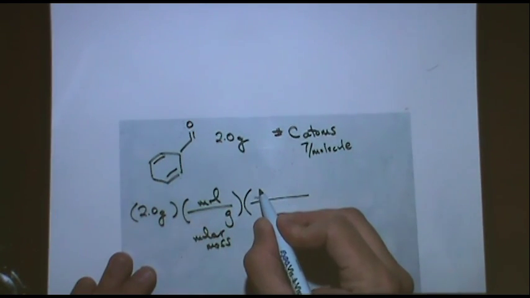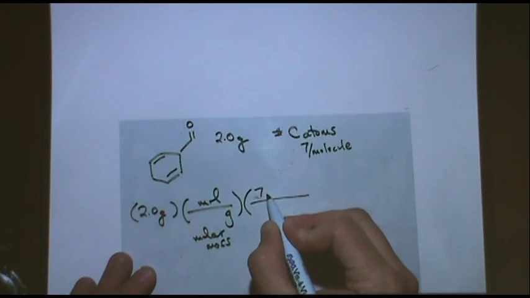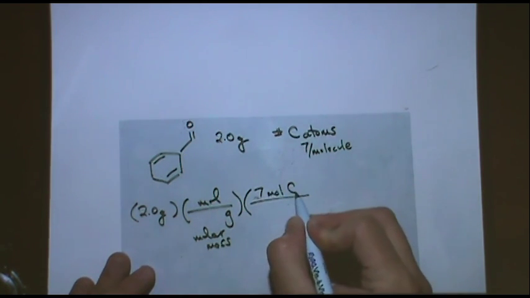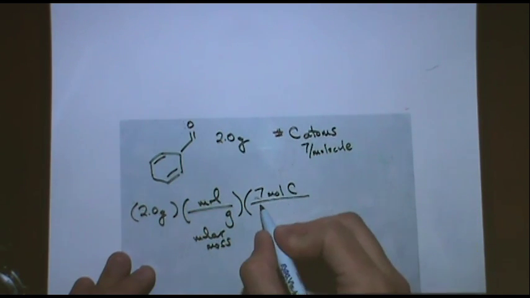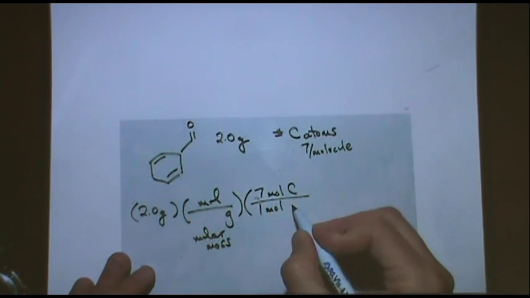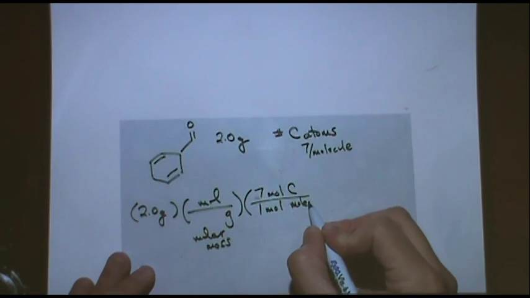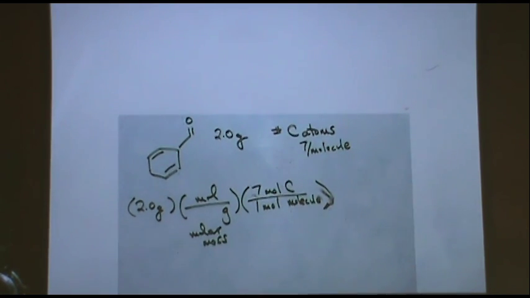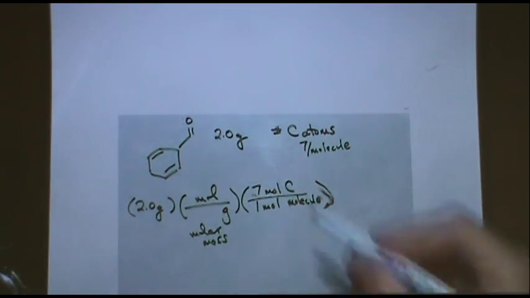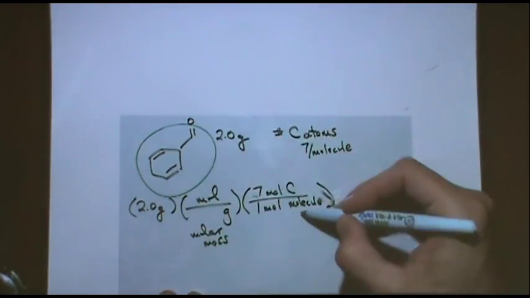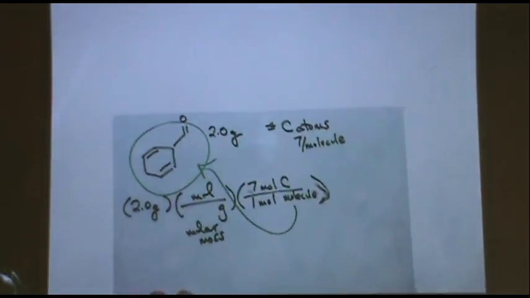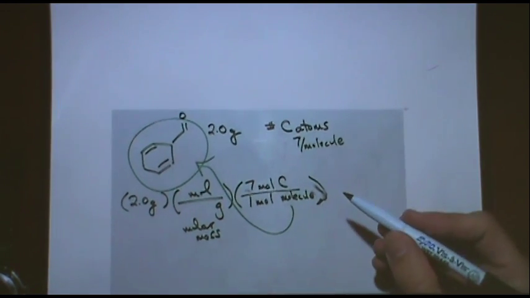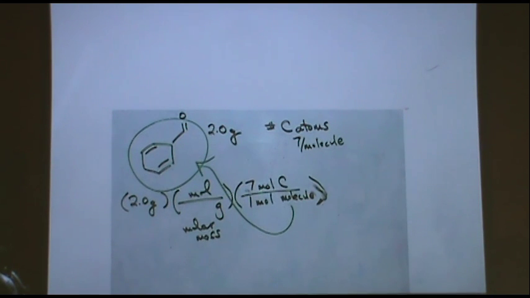Basically now I want to do a conversion and say there's 7 moles of carbon atoms per 1 mole of that, I'll just call it the molecule. And by molecule, I mean this whole thing. So if you do that, you now have the moles of carbon.